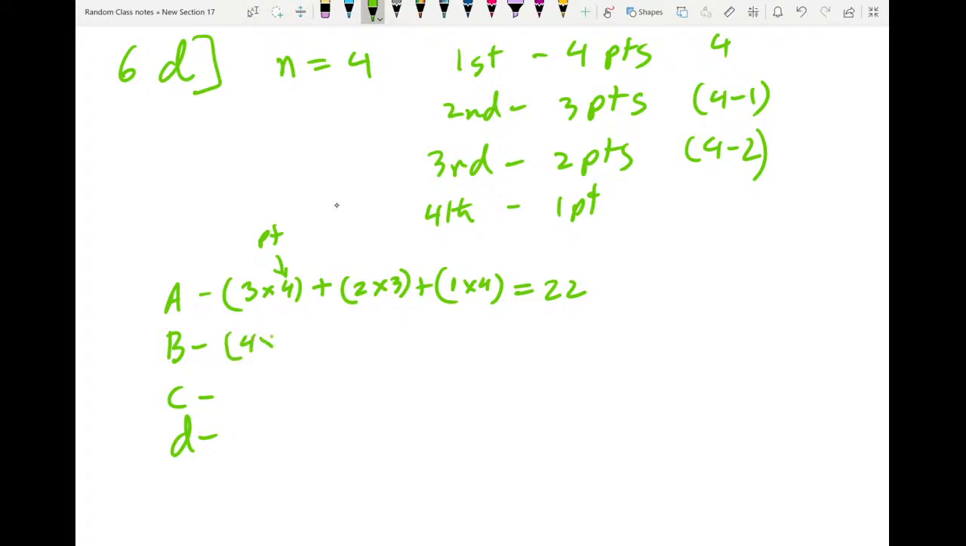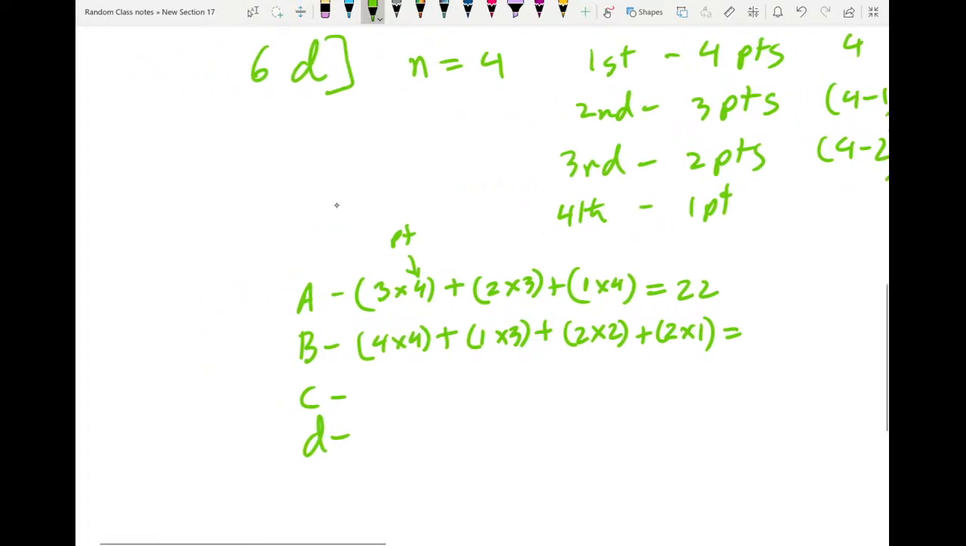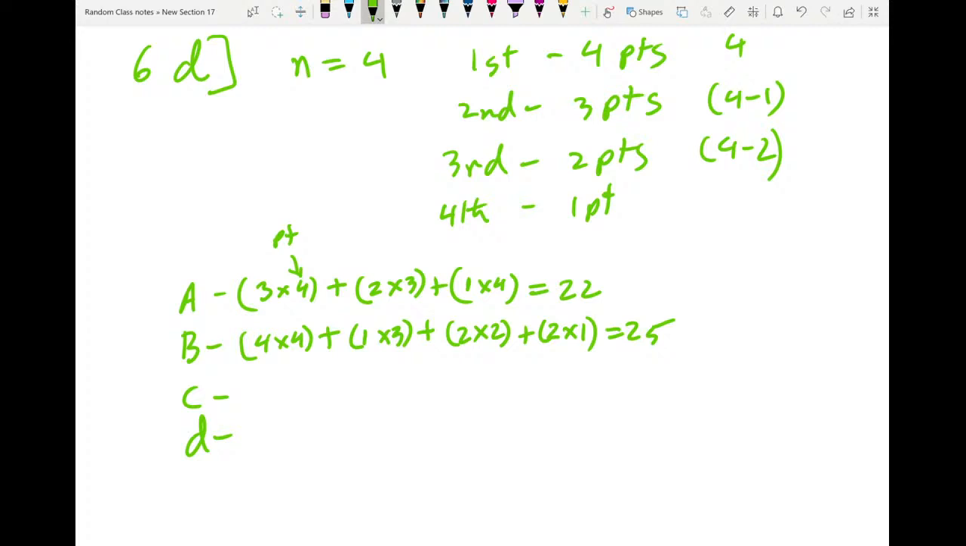Now let's look at B. B got 4 first place votes, 2 second place votes, just 1 third place vote, and 2 last place votes. Let's add up the numbers. 4 times 4 plus 2 times 3 plus 2 plus 2 times 1. Oops, sorry, last place is 1 point. And I got 25. Okay. All right, good so far.